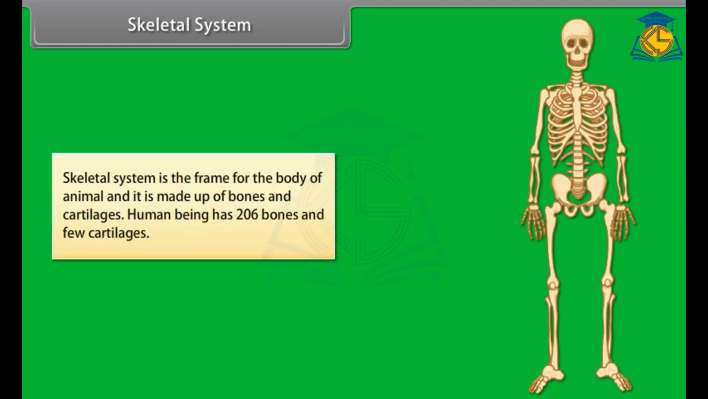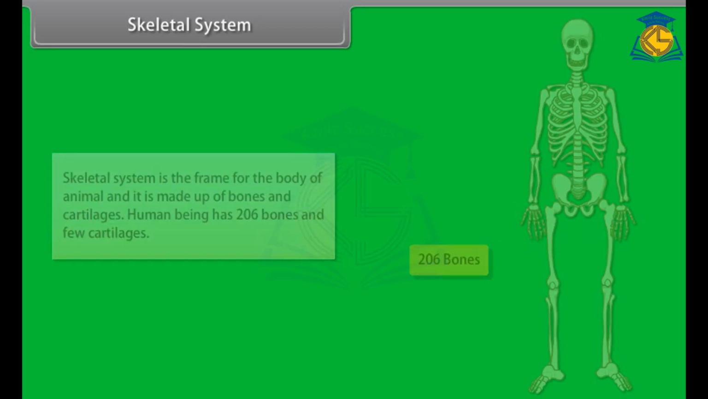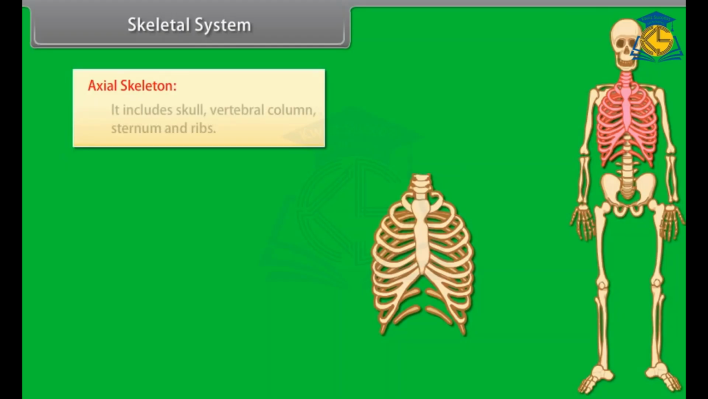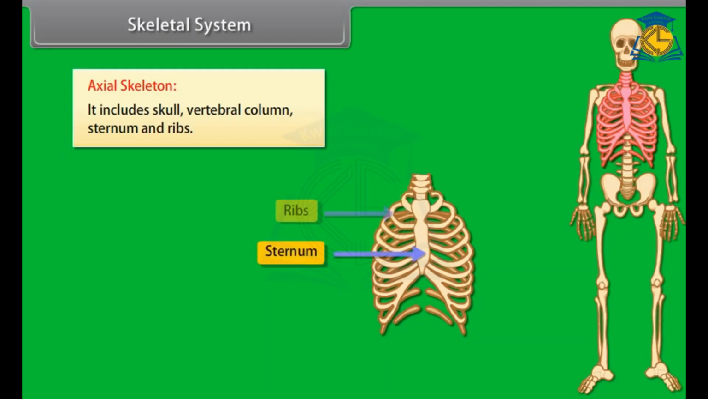Skeletal system. The skeletal system is the frame for the body of an animal, and it is made up of bones and cartilages. Human beings have 206 bones and a few cartilages. The skeletal system is grouped into the axial skeleton and the appendicular skeleton. Axial skeleton. It includes the skull, vertebral column, sternum and ribs.